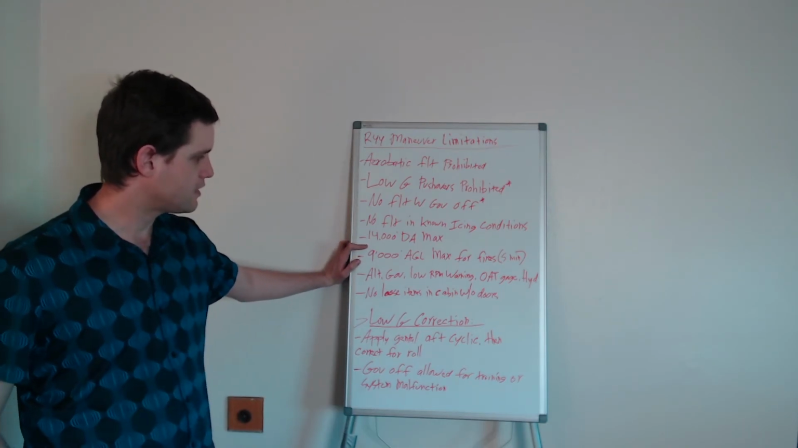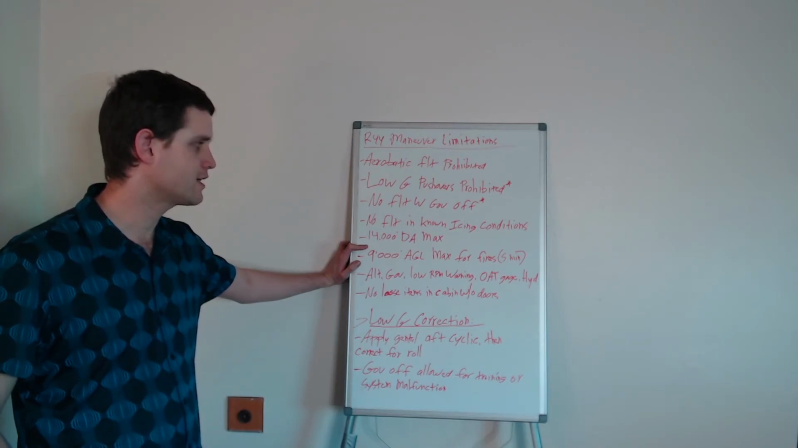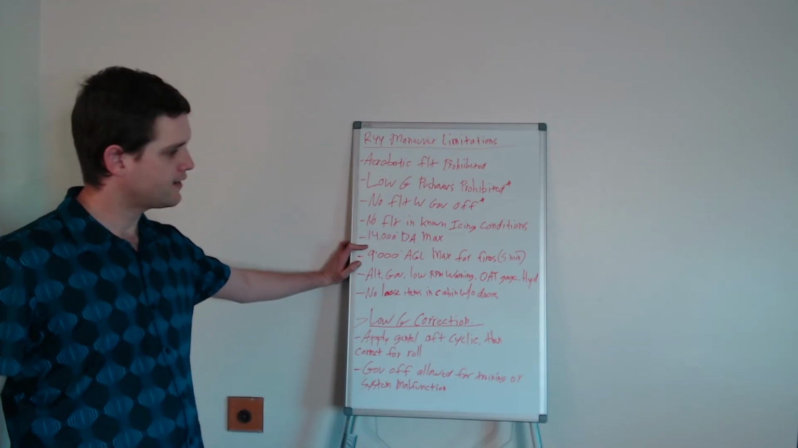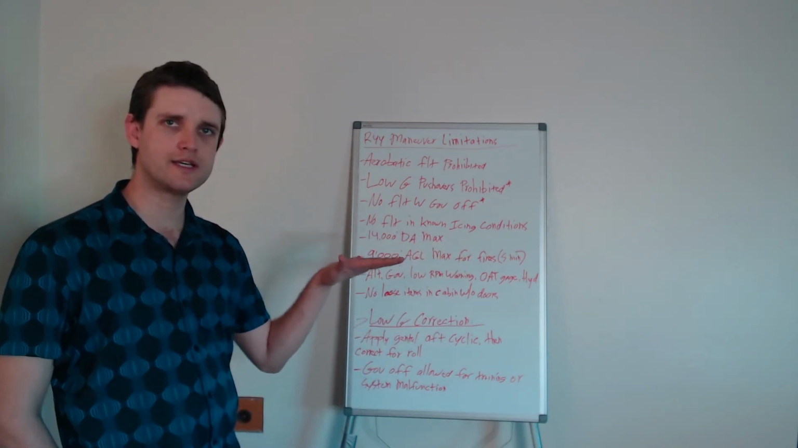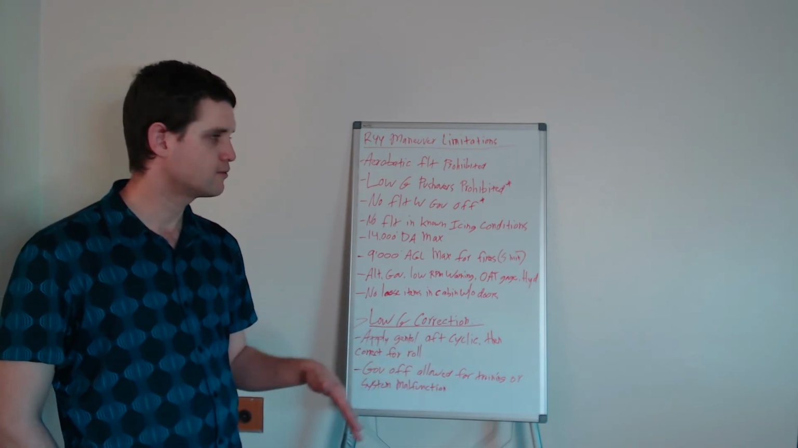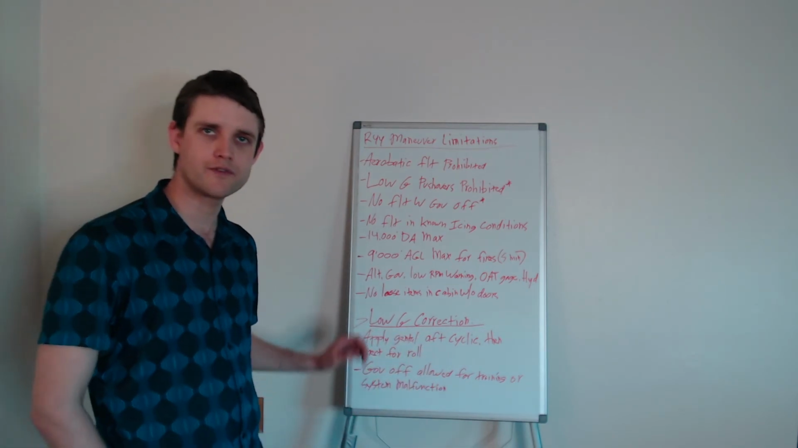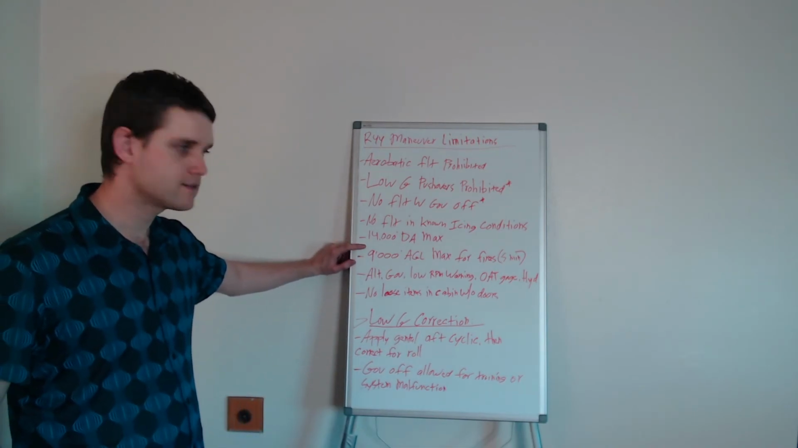Next we have the 9,000 foot AGL, or 9,000 foot above ground level maximum altitude. The purpose of that is that if you were to have an in-flight fire, you want to be able to get down to the surface for a landing within 5 minutes. Why 5 minutes? I don't know, it's an arbitrary limit that they set up. So therefore you want to fly within 9,000 feet of the surface.